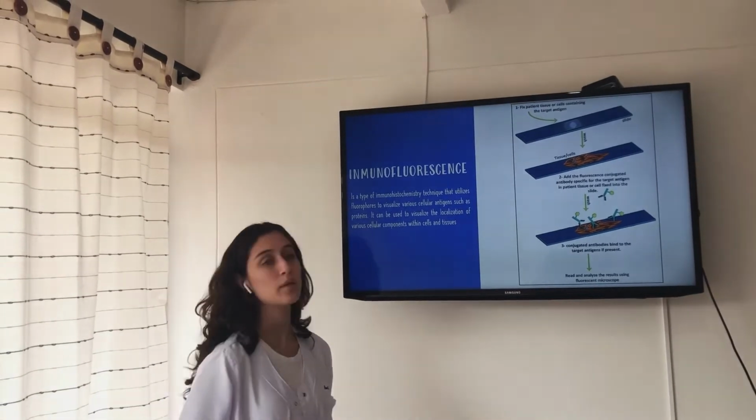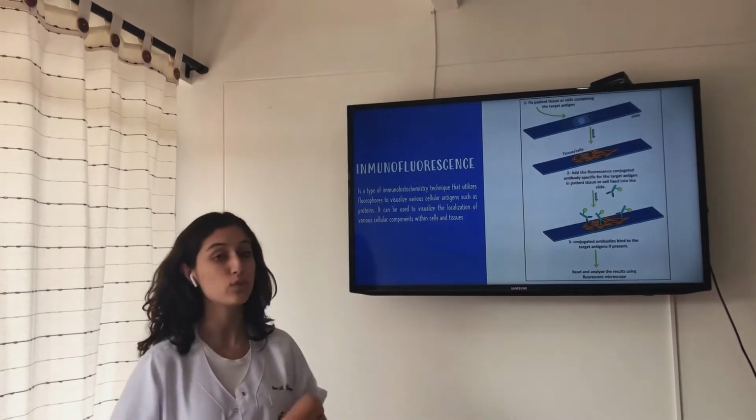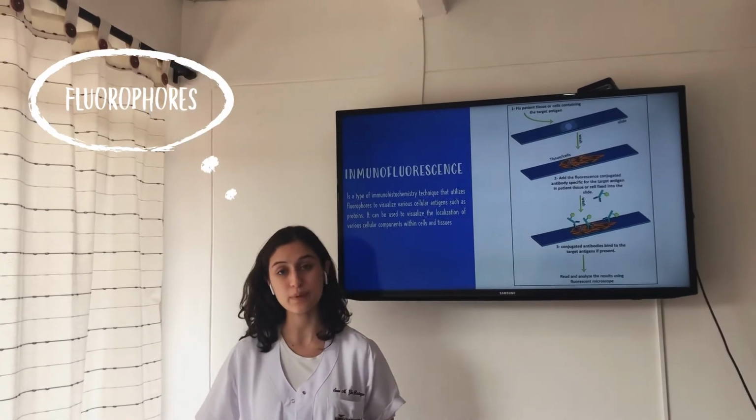Immunofluorescence. It is a laboratory technique that uses fluorophores to visualize specific antigens present in a cell.